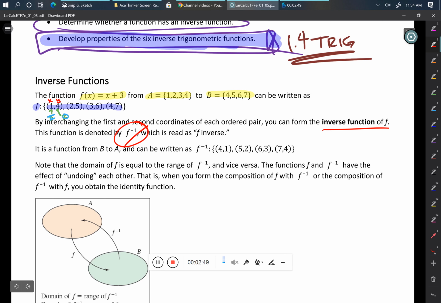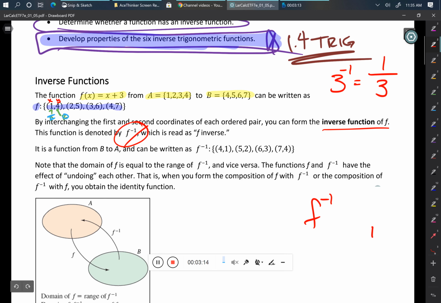For example, if I asked you this, what does that mean? You would say, oh, well, that's a negative 1 in the exponent position, so that means to take the reciprocal, 1/3. But if I ask you this, you say, well, that's a negative 1 in the exponent position, but that does not mean 1 over f. That means the inverse of f.